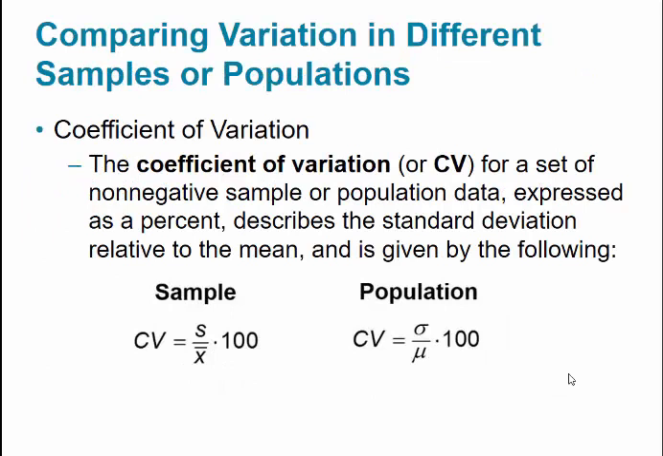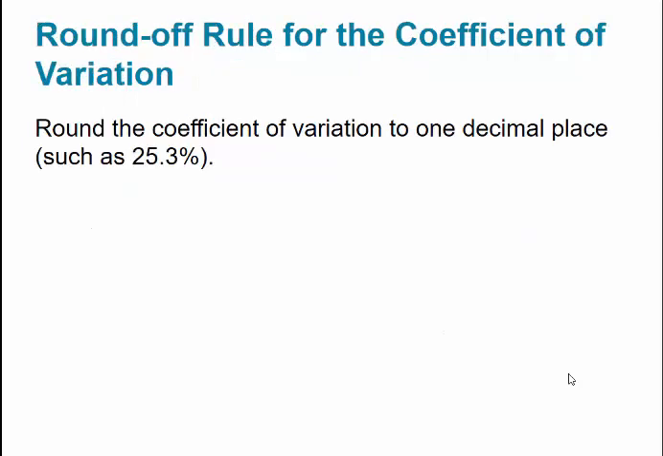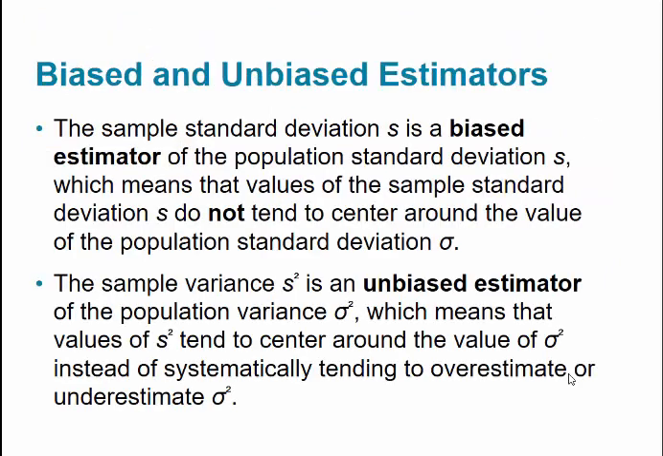The next thing is comparing variation in different samples or populations. This is the coefficient of variation. The coefficient of variation, or CV, for a set of non-negative sample or population data, expressed as a percent, simply describes the standard deviation relative to the mean and is given by the following formula. For a sample, it is the sample standard deviation s divided by x bar times 100. For a population, it is sigma divided by mu times 100. We round the coefficient of variation to 1 decimal place, such as 25.3%.